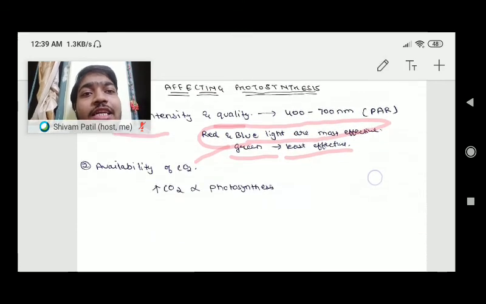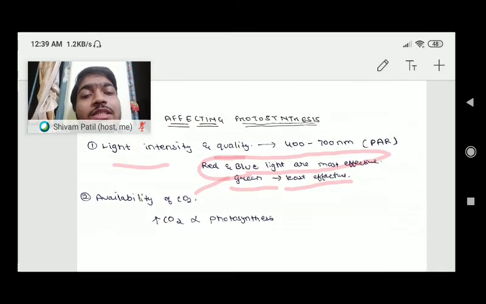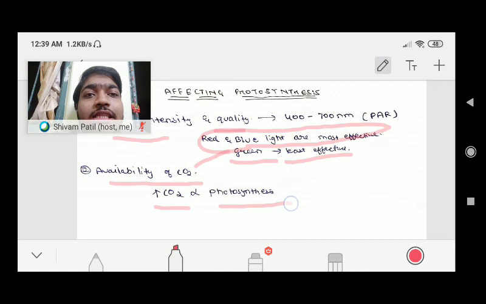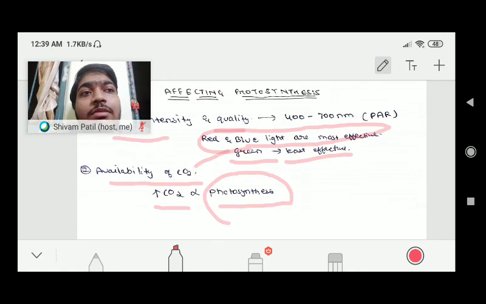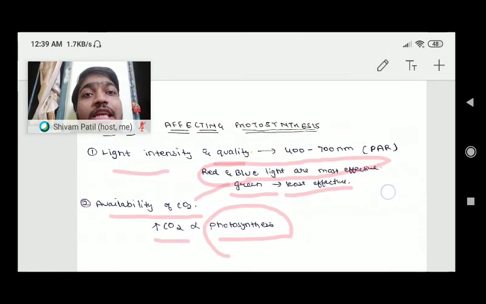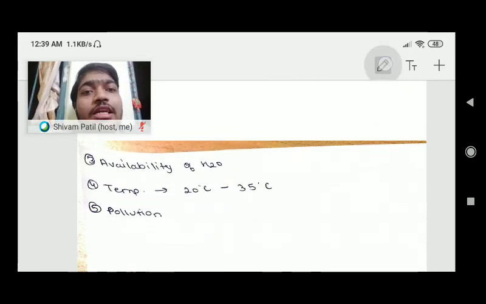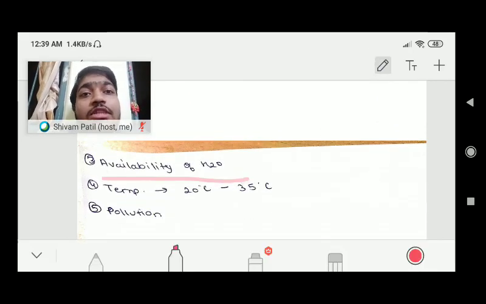Now the second factor which affects photosynthesis is the availability of CO2. As we increase the CO2 concentration, the photosynthesis will occur at a higher rate, and it will increase the rate of photosynthesis. Now the third one, availability of water. Water is required for photosynthesis.